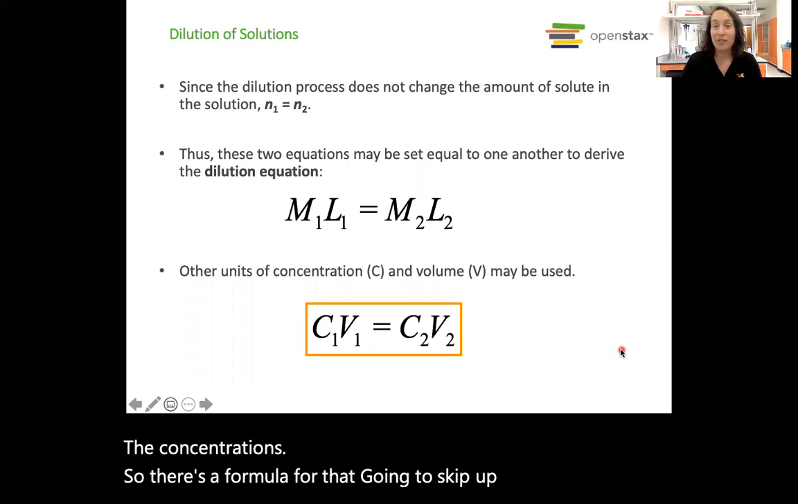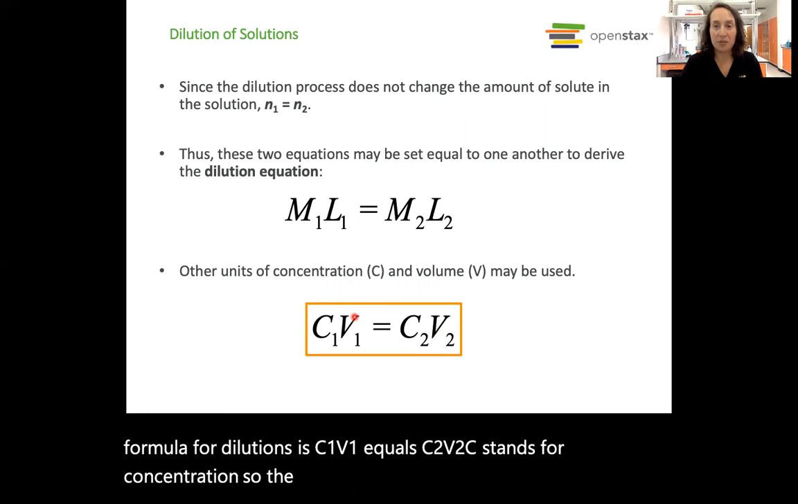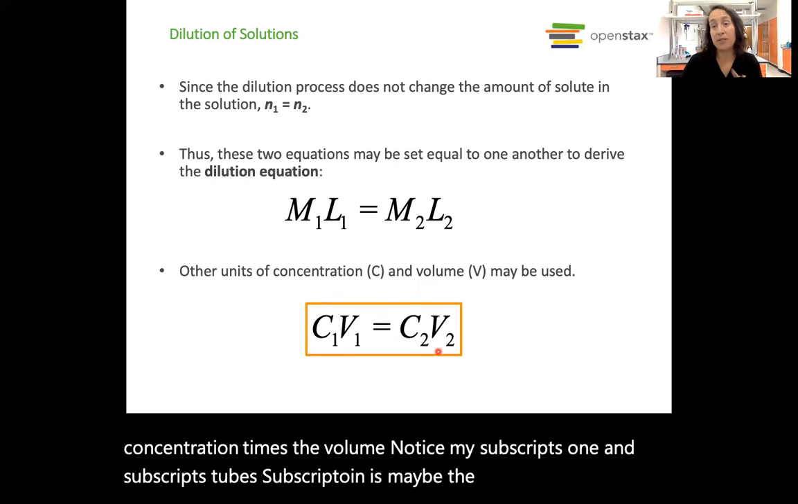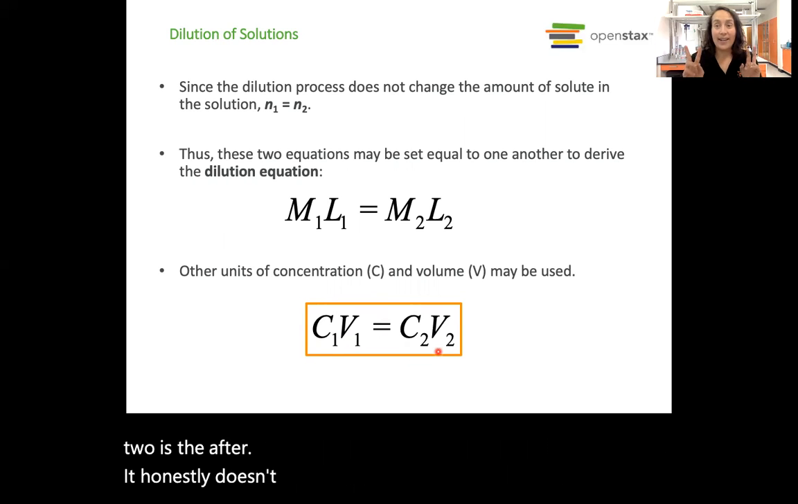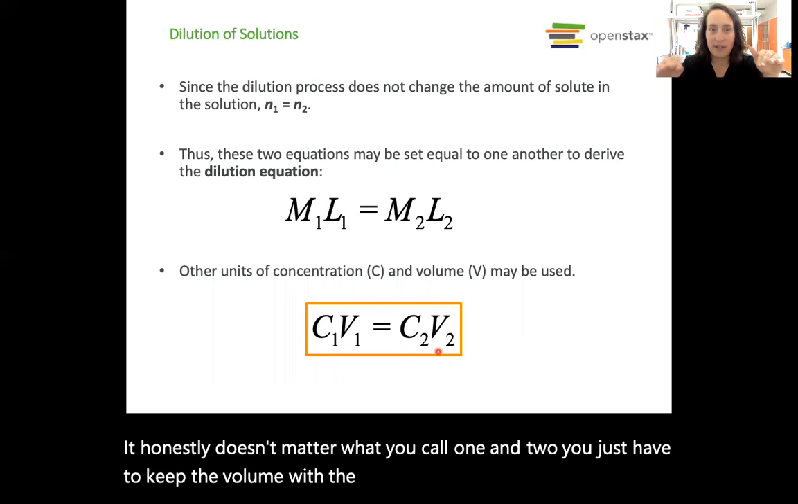The formula for dilutions is C1V1 equals C2V2. C stands for concentration, so the concentration times the volume equals the concentration times the volume. Notice my subscripts 1 and 2. Subscript 1 is maybe the before, and subscript 2 is the after. It honestly doesn't matter what you call 1 and 2. You just have to keep the volume with the right concentration every time.